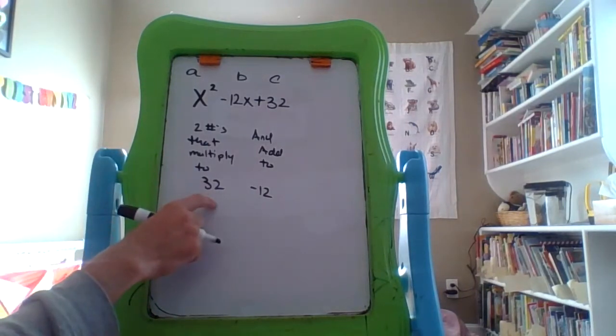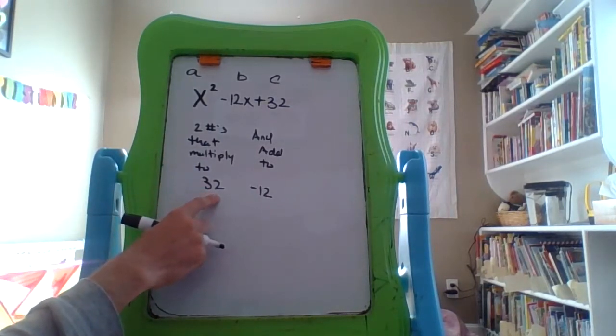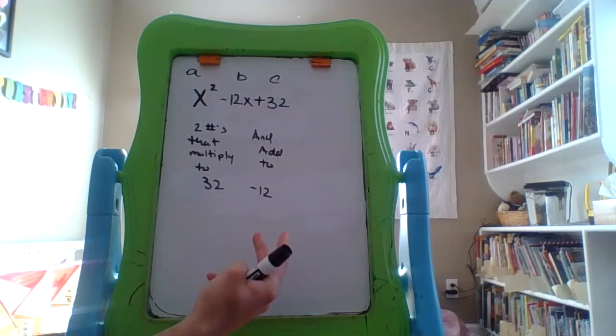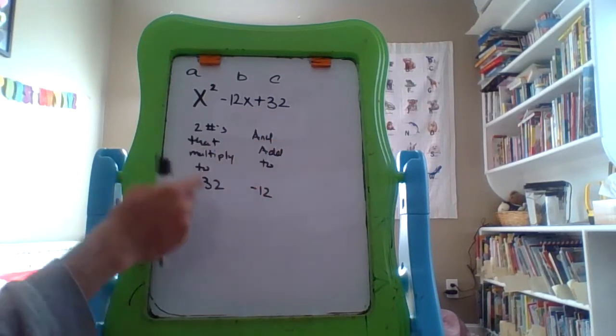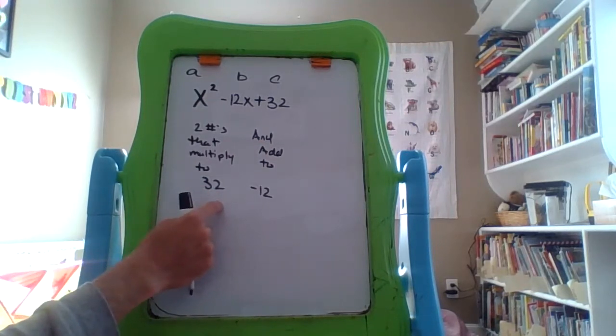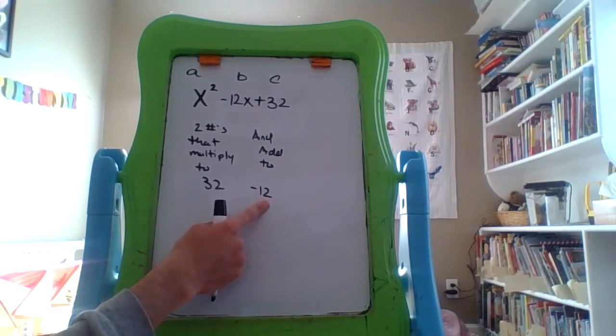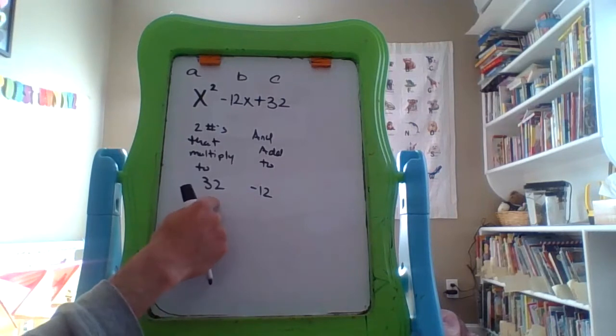When you're multiplying and this number is positive, it means that either both your numbers have to be positive or both your numbers have to be negative. Now, can you think of any two positive numbers that add up to negative 12? I know that I can't. So I know that both of these numbers have to be negative.